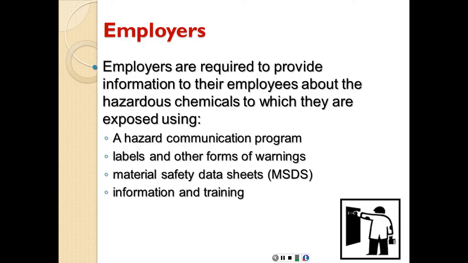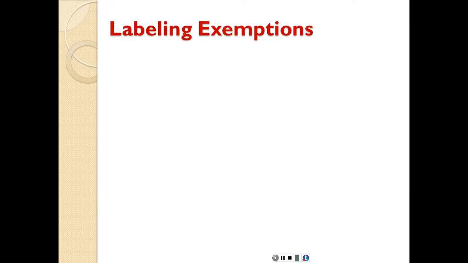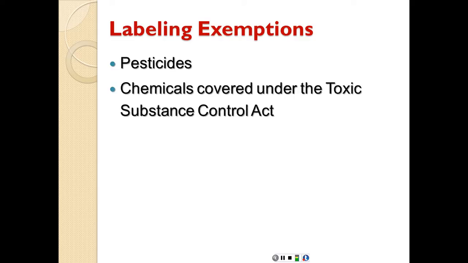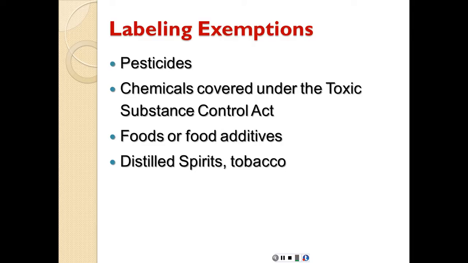Labeling exemptions. There are going to be some exemptions for the labeling. If it's pesticide, it's usually going to be written on the pesticide. Chemicals covered under the Toxic Substance Control Act, so these are very limited chemicals and they're going to be known by name. Foods or food additives, supposedly these are not going to be causing any illness or any danger or any hazard. Distilled spirits, tobacco, again, their harm is already known, so people use them at their own responsibility.